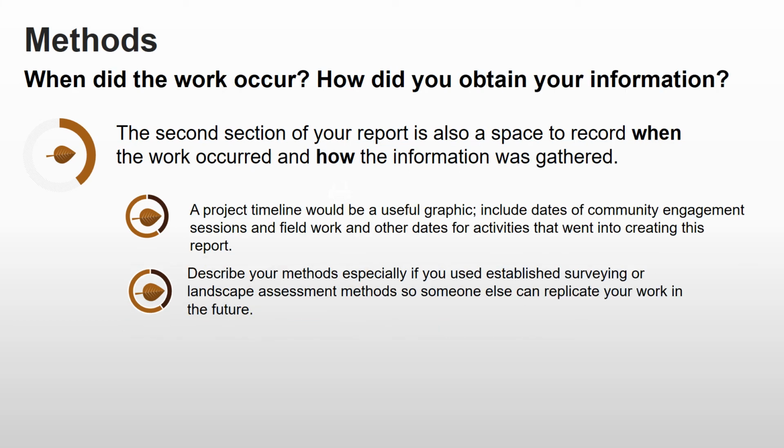When did the work occur? How did you obtain your information? The second section of your report is also a space to record when the work occurred and how the information was gathered. A project timeline would be a useful graphic. Include dates of community engagement sessions and fieldwork and other dates for activities that went into creating this report. Describe your methods, especially if you used established surveying or landscape assessment methods, so someone else can replicate your work in the future.